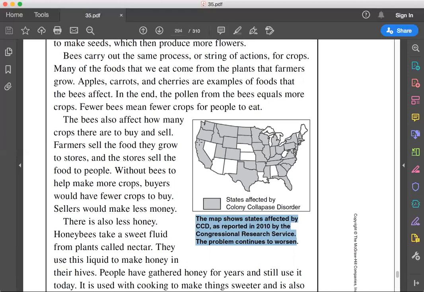So this is actually a lot of the United States. I actually see my parents' state here, North Carolina, that's a problem here. So the color-coded helps me to know how I can read this map. So basically, this map is showing it's a really big problem in America.